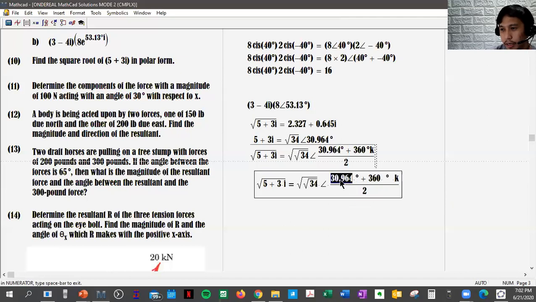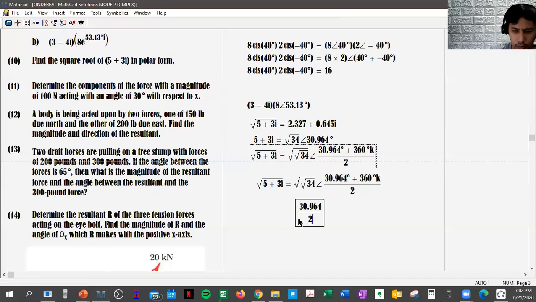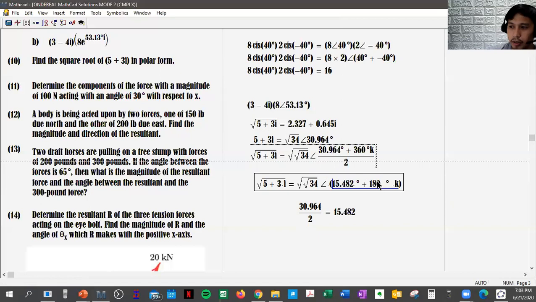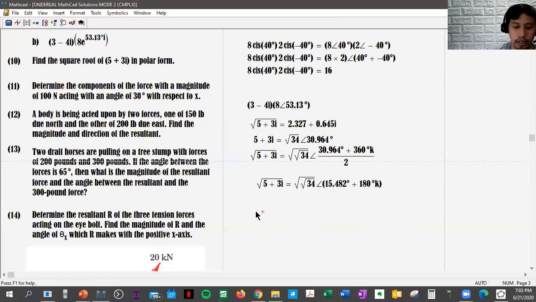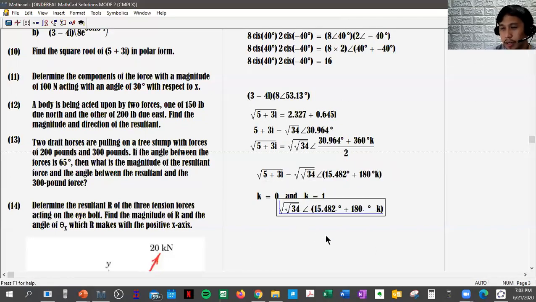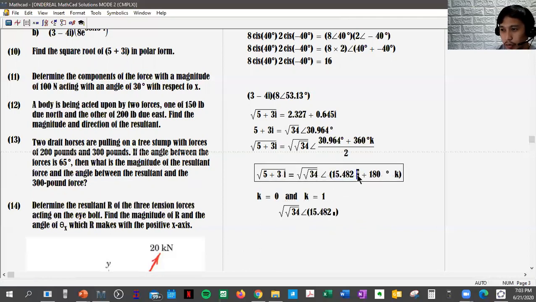The first one, 30 divided by 2, that is equal to 15.482. So I'm gonna make this 15 and ito 180. Na ito na lang. Okay, so here, since n is equal to 2, k dito are equal to 0 and k is equal to 1. So there are two roots, no? So the first one is making k equal to 0. So that's simply equal to that, 15.482.